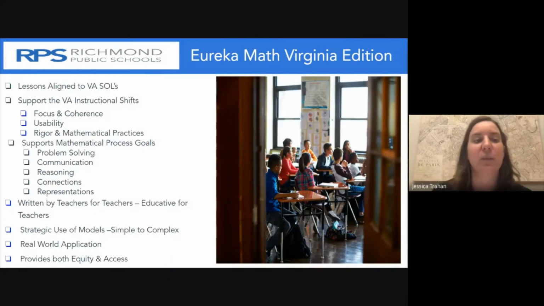We have written this curriculum with lessons aligned to the Virginia SOL standards. We also support the Virginia instructional shifts, looking at focus and coherence, usability, and rigor in mathematical practices. We know that a knowledge-rich curriculum helps all students understand the why behind mathematics, not just the how. We don't want to teach kids just to follow certain steps to solve a problem. We agree that students need to learn a set of rules or procedures, but in some cases that might not be the best tool for their job. And in most instances, students need options, really just more tools in their toolbox.